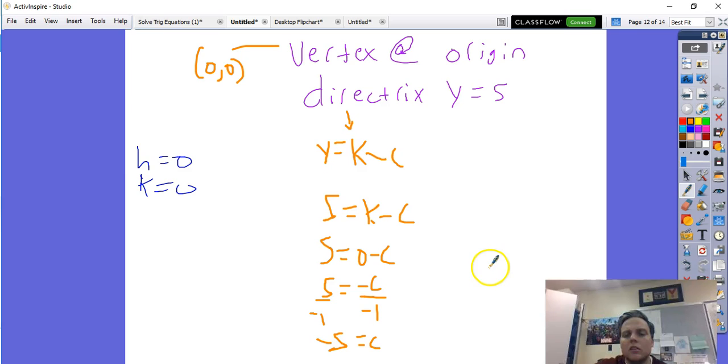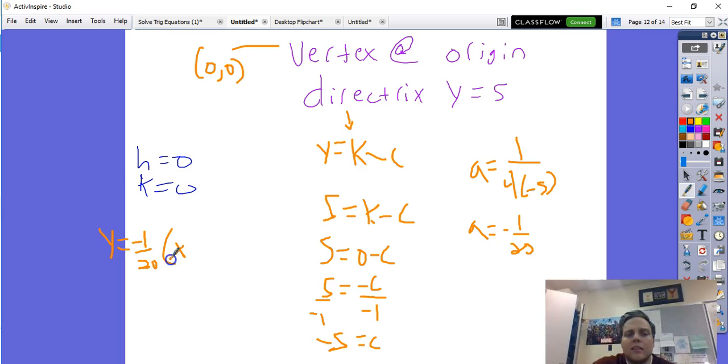So then I can find that A, because I know A is equal to 1 over 4C. So 1 over 4 times -5. So I know that A is equal to -1/20. So then I know that I can write my answer down as being Y is equal to -1/20 times X minus H. Well, what is H in this problem? 0. Does minusing 0 really do anything? No. So why do I even need to write this parentheses? I don't need it because there's nothing inside the parentheses. There's no shift left or right. So X squared. And then plus K, well, what is K? 0. So do I need to write anything else there? No. So boom, there's my answer.